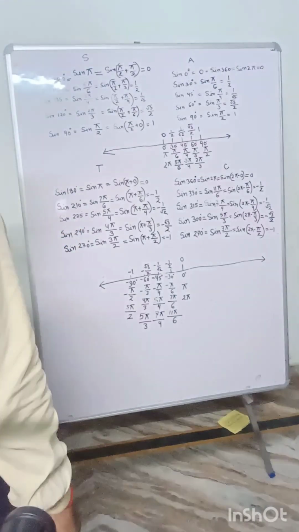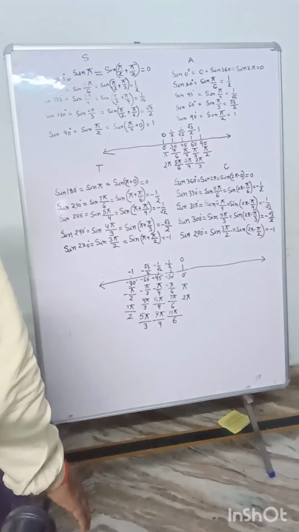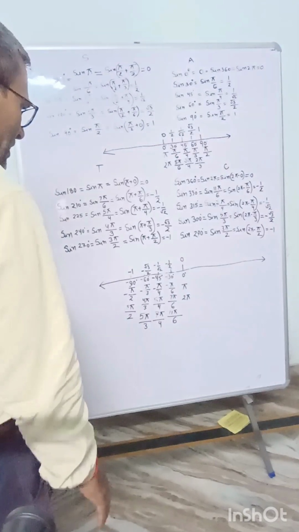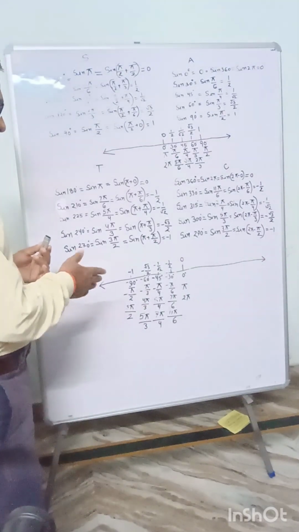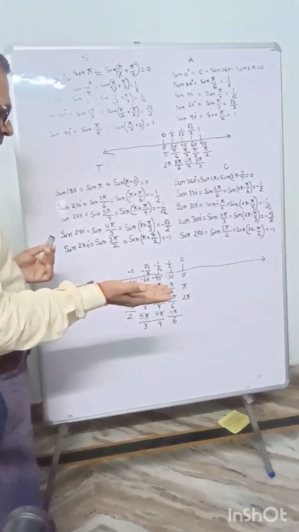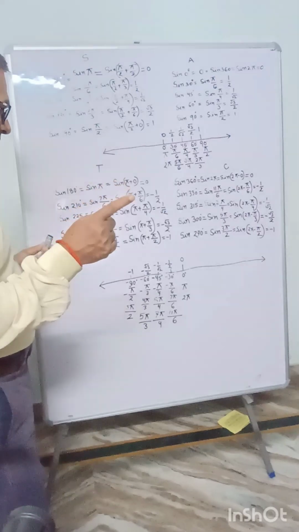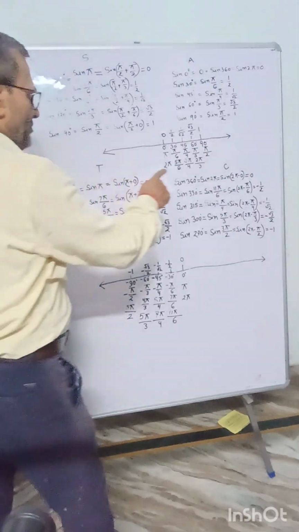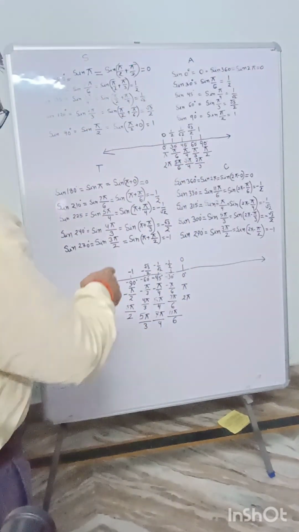We see here in third and fourth quadrant the value of sine theta is gradually decreasing. 0 is neither positive nor negative, but it is also an integer. But these values belonging to third and fourth quadrant are gradually decreasing.